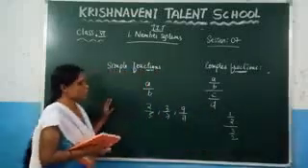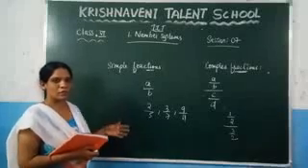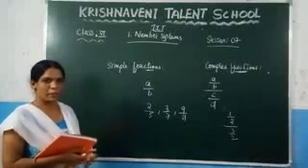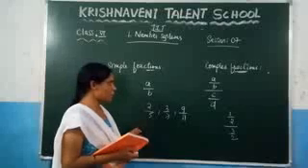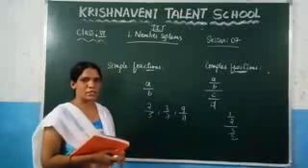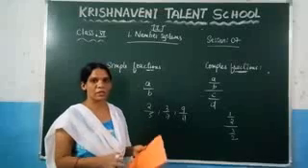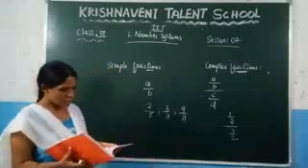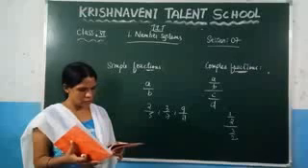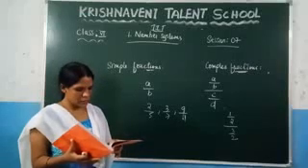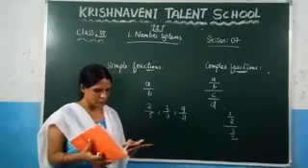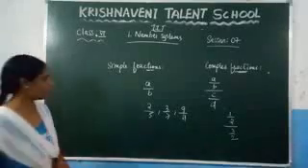So, what is the meaning of simple fraction? If the fraction is in the form of a by b, that is nothing but the simple fraction. And if the fraction is in the form of a by b divided by c by d, that type of fraction we call a complex fraction. And after that, they have given here the comparing of fractions a by b and c by d. So here is the next one.